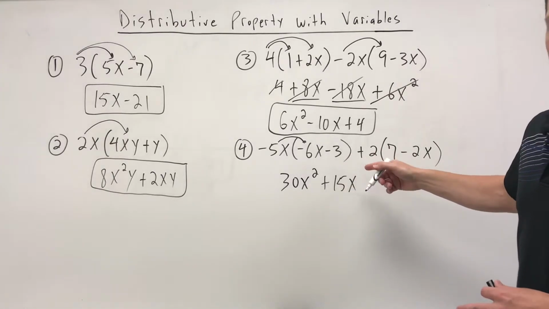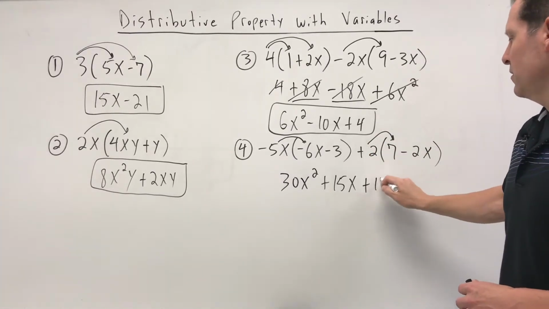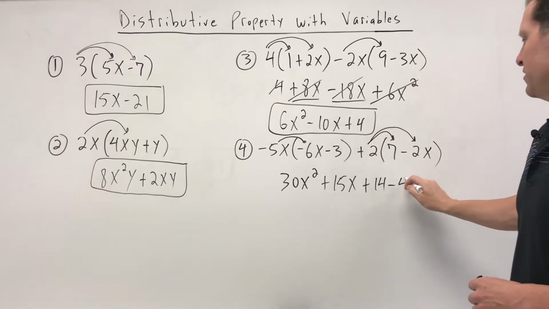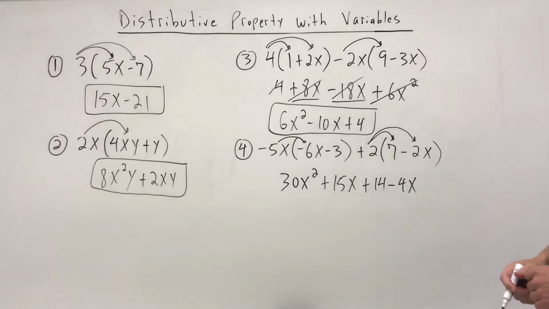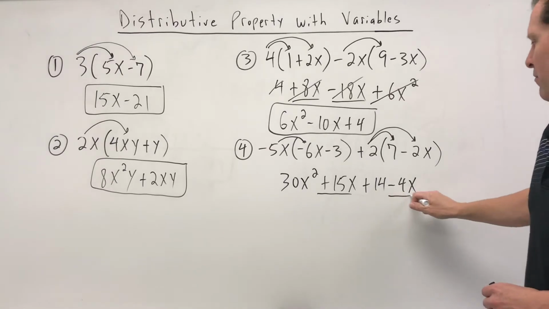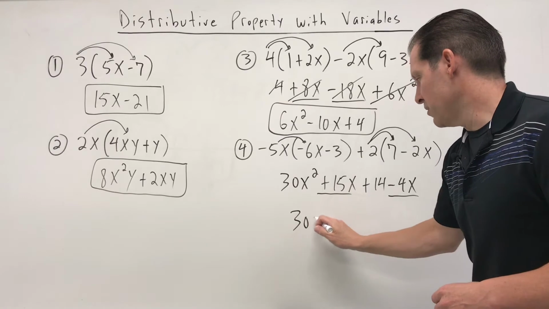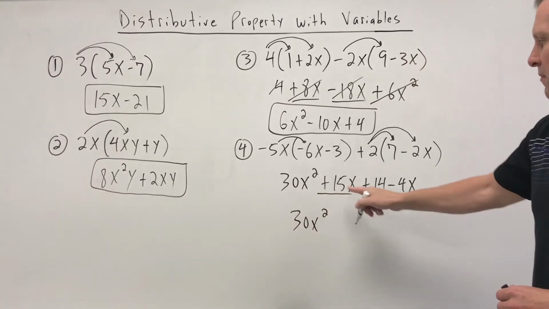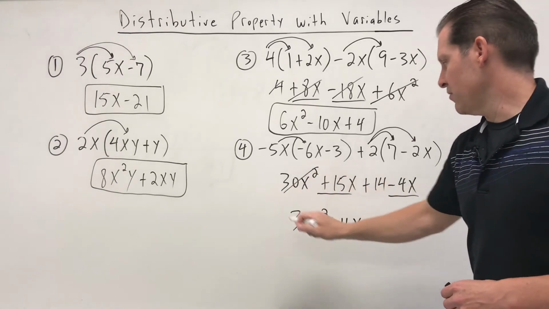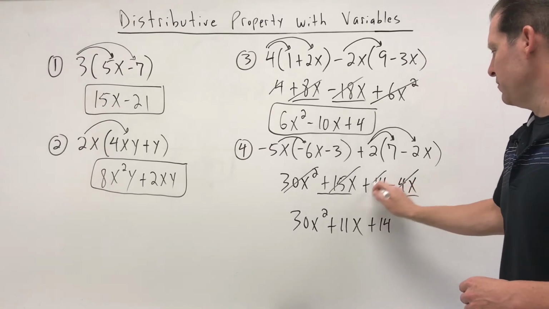Now we go over here. This is a plus 2, so we don't have to worry about the signs changing. So we're going to multiply 2 times 7, which is 14, and then 2 times minus 2x, which is minus 4x. So now we want to look for like terms, which we have a 15x here and a minus 4x. This is already in front, so we're already starting to be in standard form. 15x minus 4x is plus 11x. I forgot to cross those out, and then we have the plus 14.